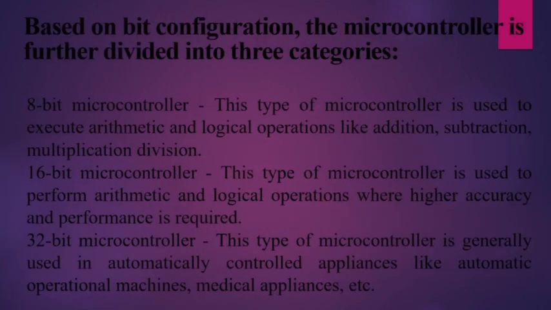Next is based on the bit configuration. The microcontroller is further divided into three categories, that is 8-bit microcontroller, 16-bit microcontroller, 32-bit microcontroller. 8-bit microcontroller means it is a type of microcontroller used to execute arithmetic and logical operations like addition, subtraction, multiplication, and division. 16-bit microcontroller is also a type of microcontroller used to perform arithmetic and logical operations where higher accuracy and performance is required.